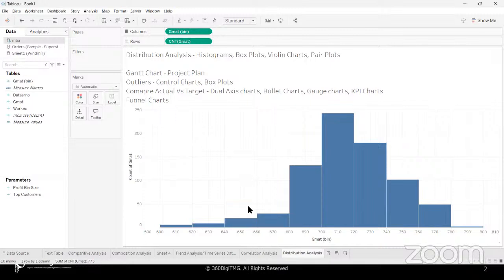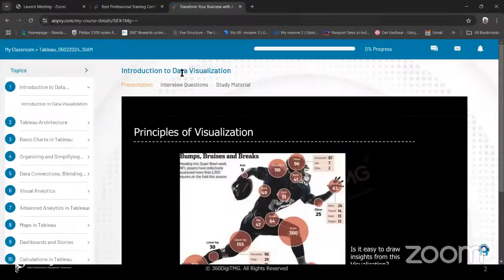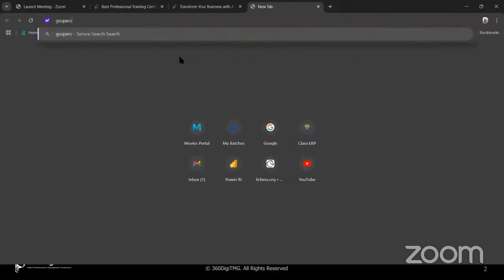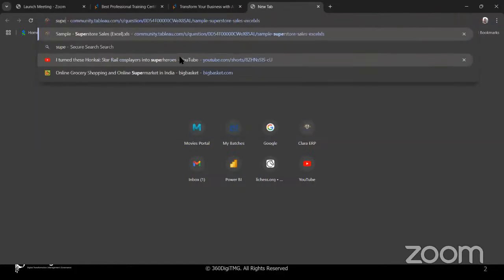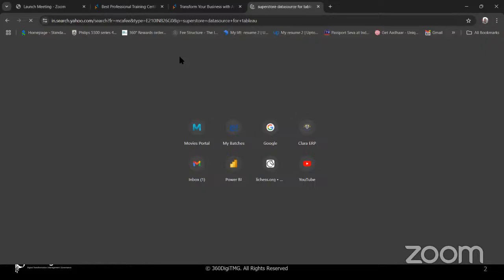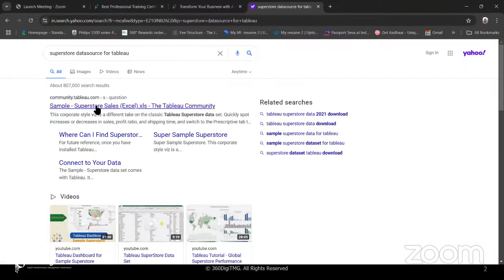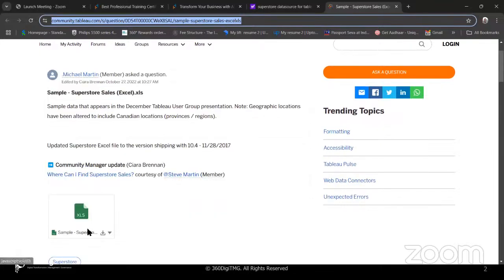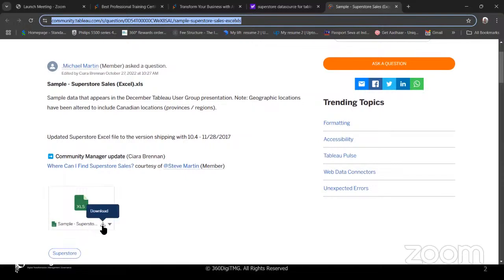See, the data is available on the internet. Superstore data is the most common data source. Just open your internet browser and search for Superstore data source for Tableau. The very first link that appears is community.tableau.com. This is the Tableau community. Just scroll down a little bit and you will find Sample Superstore. This is the data source I have used today for most of the charts. You can download it from here. All right, Gilbert, I hope that's clear.